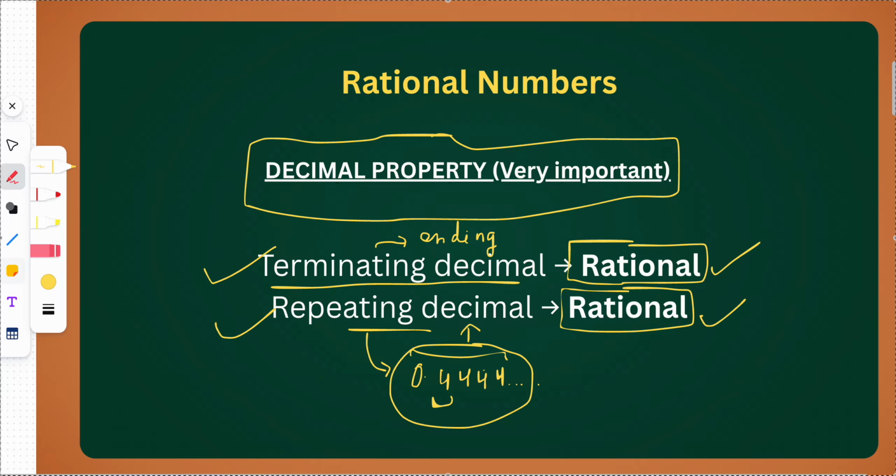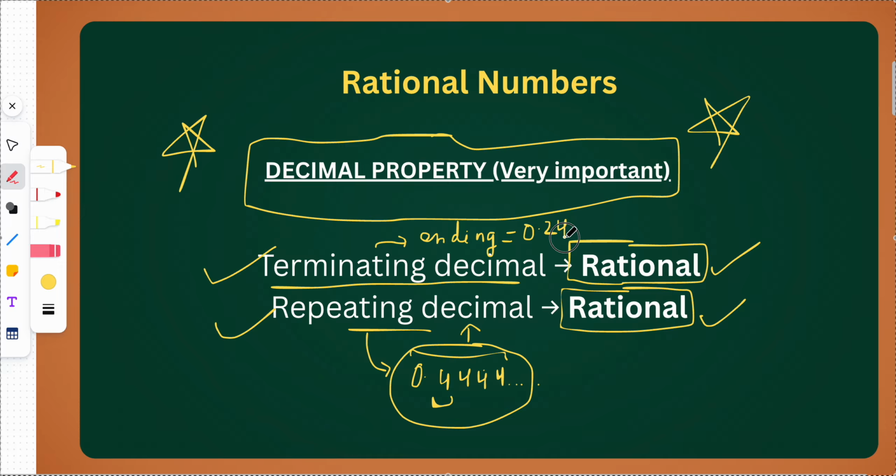So these decimal properties are very important, as students generally make mistakes while solving these types of questions. They forget about the property. Got it? First, the number should be a terminating decimal, and second, the number should be a repeating decimal. Got it? For a terminating decimal, I can give you an example of 0.24, as simple as that, 0.24.